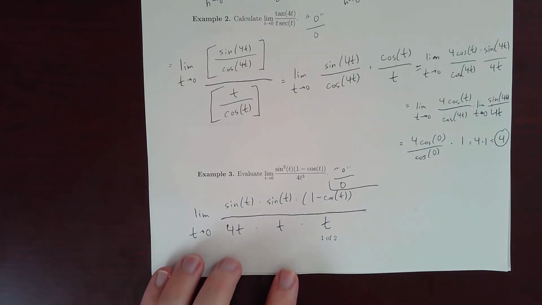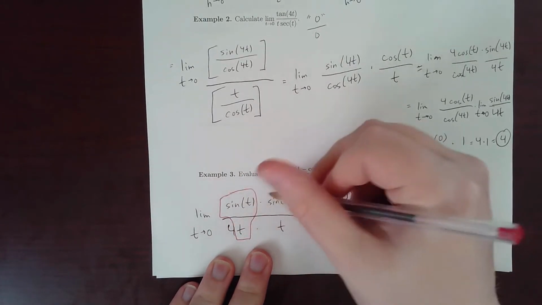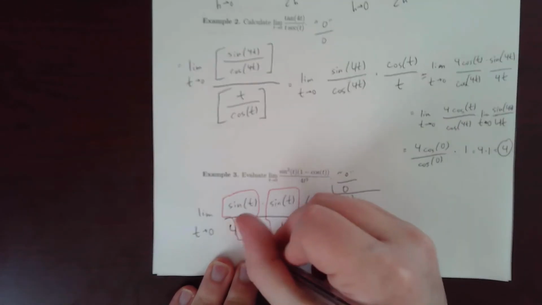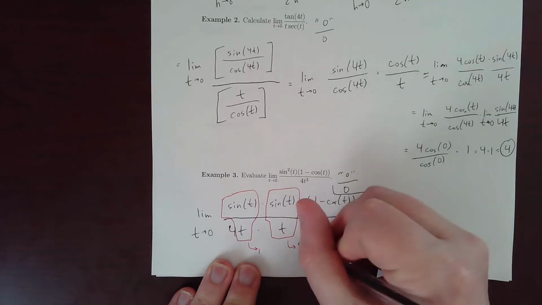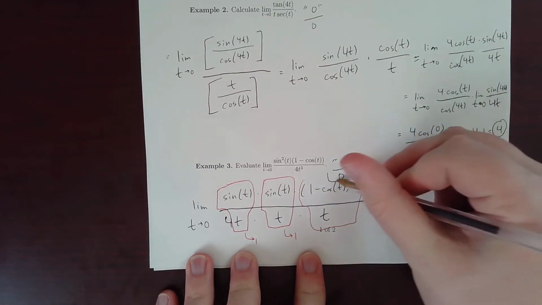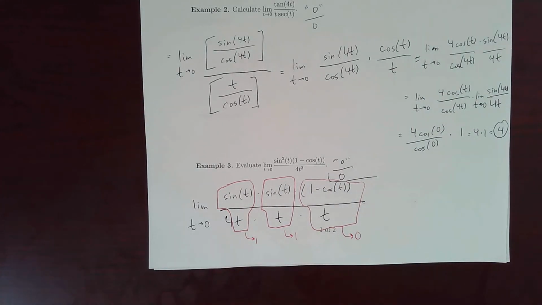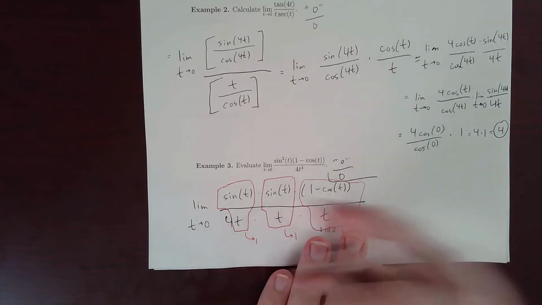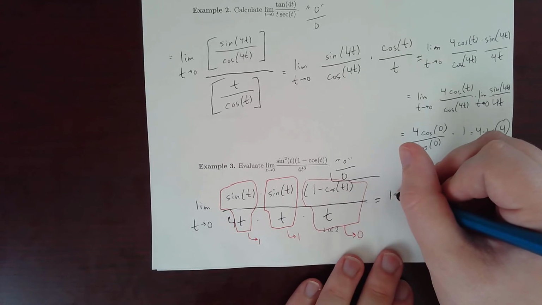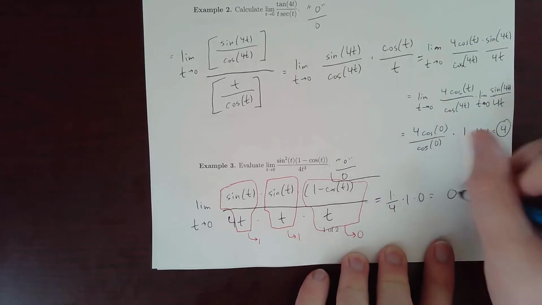Okay, so what does that mean for us? Well, if we look at grouping this together and this together, these both go to 1 as t goes to 0. And here, when we look at this, this goes to 0. So what does that mean? Well, when we apply our limit to each of those individual pieces, we get 1 over 4 times 1 times 0, or just 0.